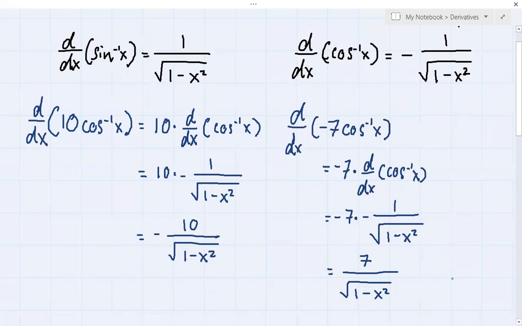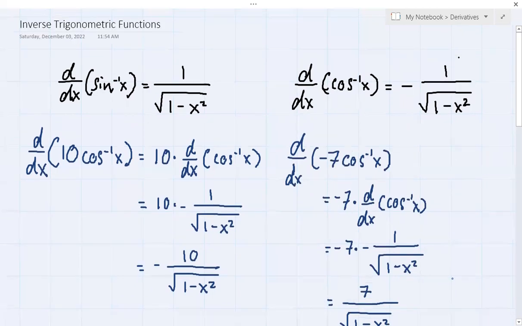So yun lang guys ha. So once again, anong derivative ng arc sine x? This is 1 all over the square root of 1 minus x squared. Next, anong derivative ng arc cosine x? That would be negative 1 all over the square root of 1 minus x squared. Now, let's proceed to the next trigonometric functions.